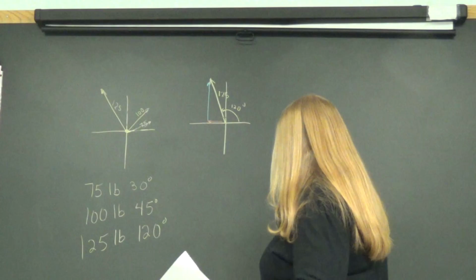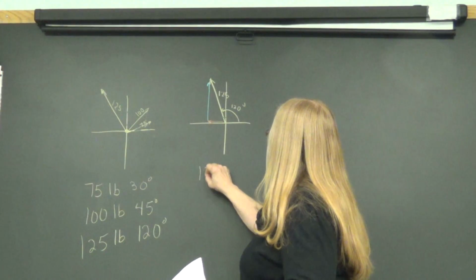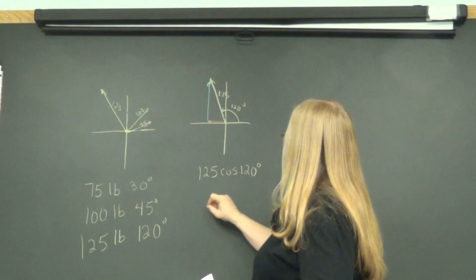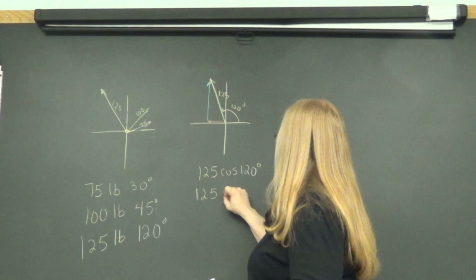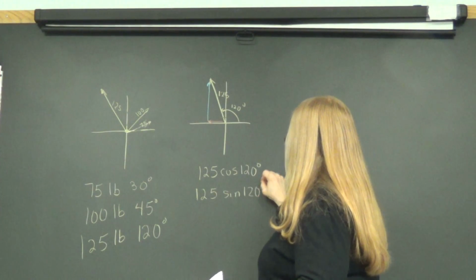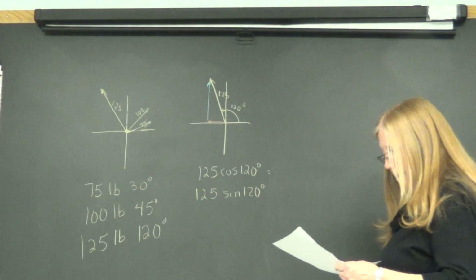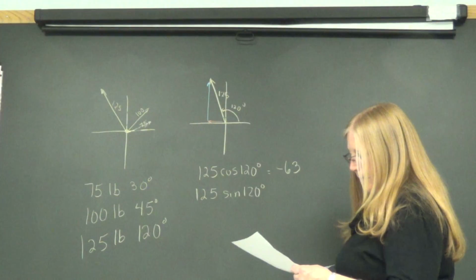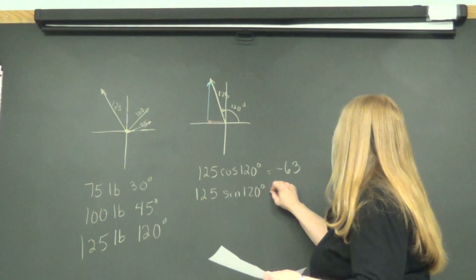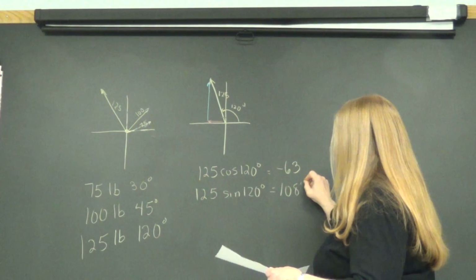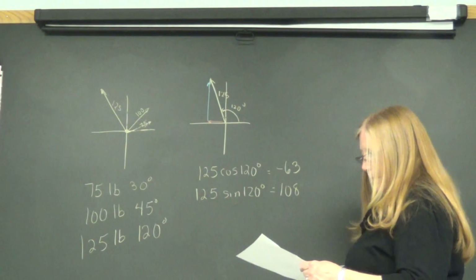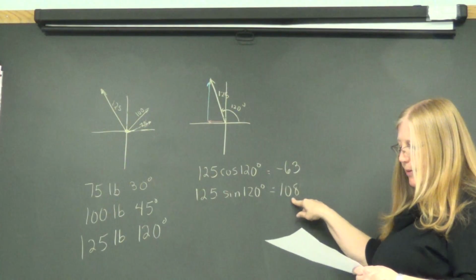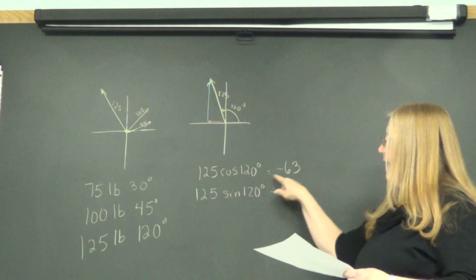To get this, it's going to be 125 cosine 120 for the x component, and 125 sine 120 for the y component. When I tap that in, I got negative 63 rounded, and 108. So 125 sine 120 will give me the y, and that's the x.